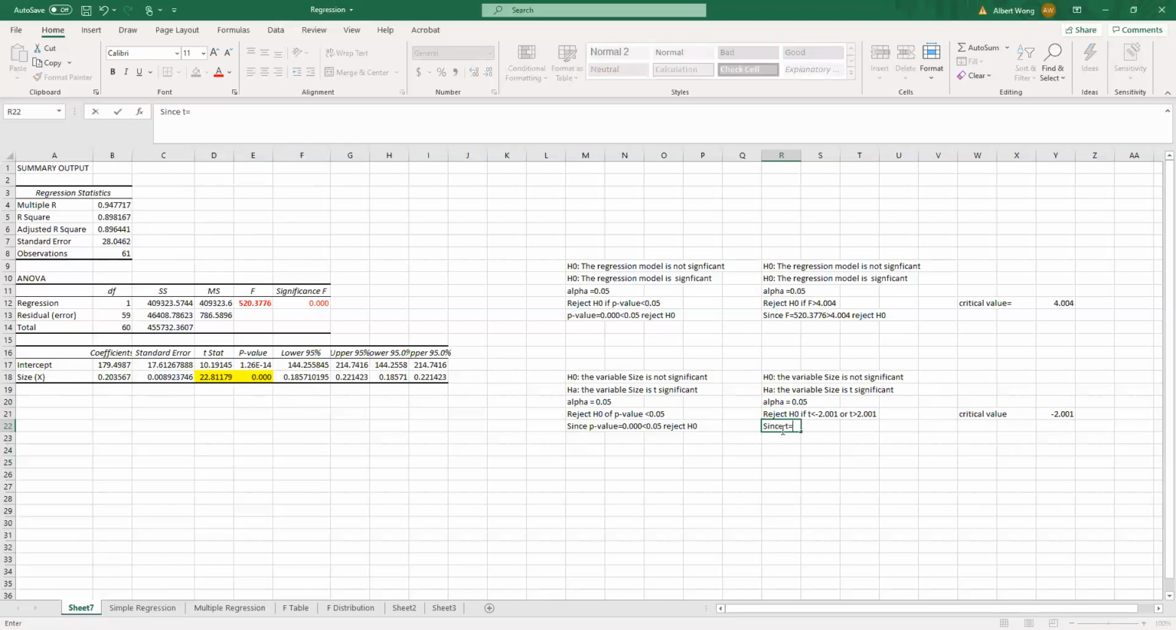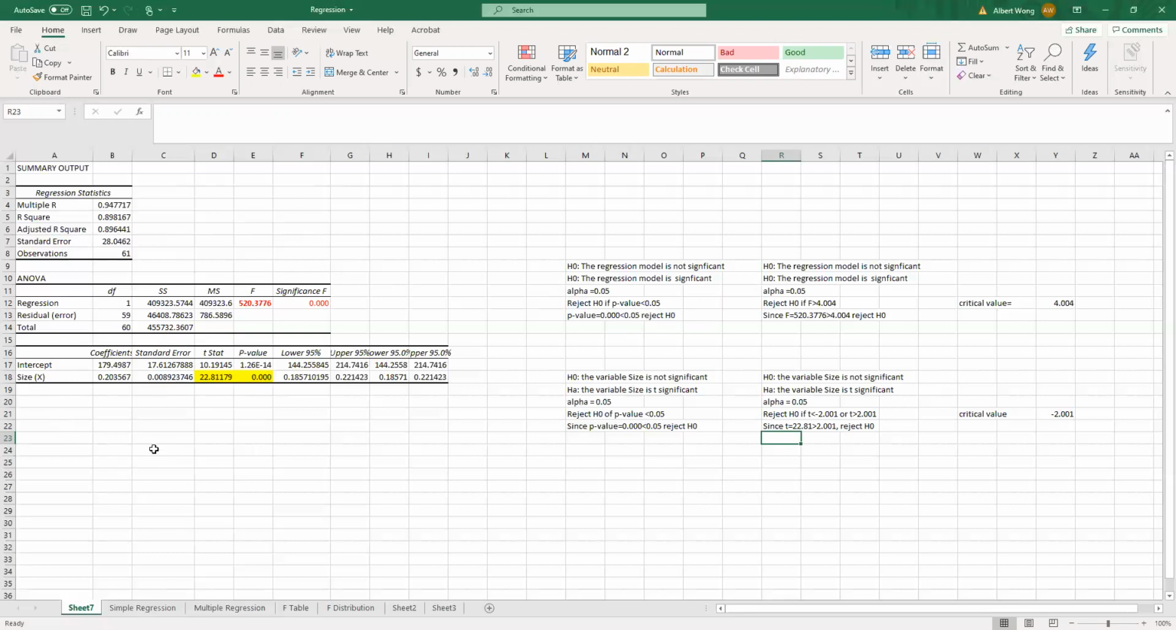So now we can make the conclusion. The t-test statistic is calculated for you, and it is 22.81. Of course, this number is bigger than 2.001, so we reject H0. So in this example, we just showed you how to use the output from Excel to perform statistical significance tests to see whether the model is significant or, equivalently, whether the independent variable is significant.